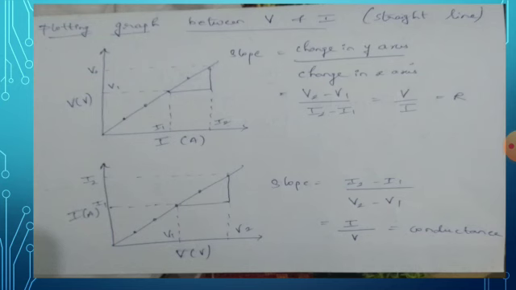But in the second graph, the x and y-axis terms are changed here. Potential difference is taken along the x-axis and current is taken along the y-axis. So here the slope formula will be I2 minus I1 divided by V2 minus V1. So I by V. I by V is nothing but the reciprocal of the resistance. It is called the conductance.